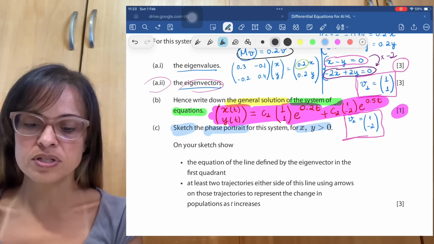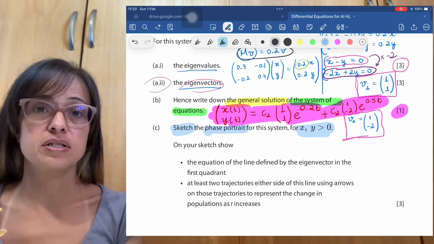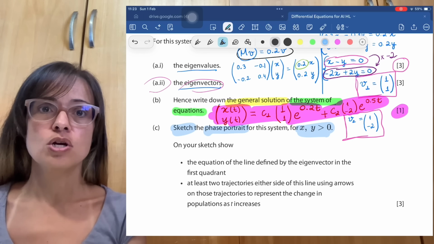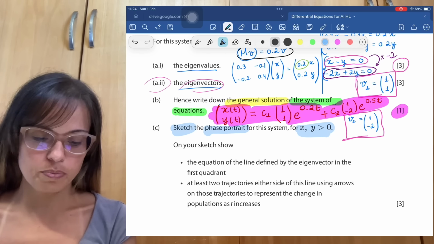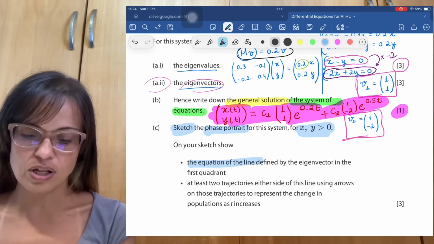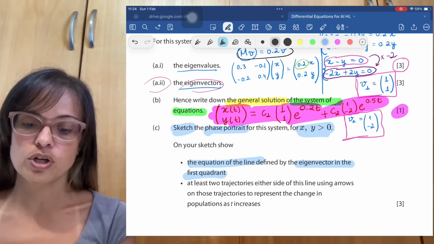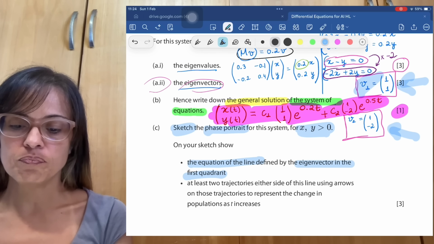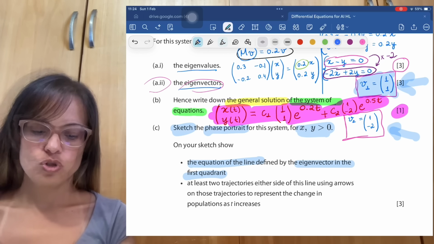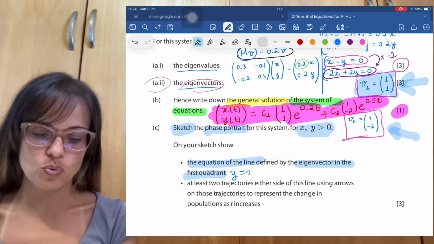And he just wants it in the first quadrant, okay? This is because his variables are representing the populations of something, so it wouldn't make sense for them to be negative. Things that he wants on my sketch: the equation of the line defined by the eigenvector in the first quadrant. Which one is he talking about? We have 2 eigenvectors, but only one of them is in the first quadrant. So this line that he wants, the equation of the line is just y equals x.